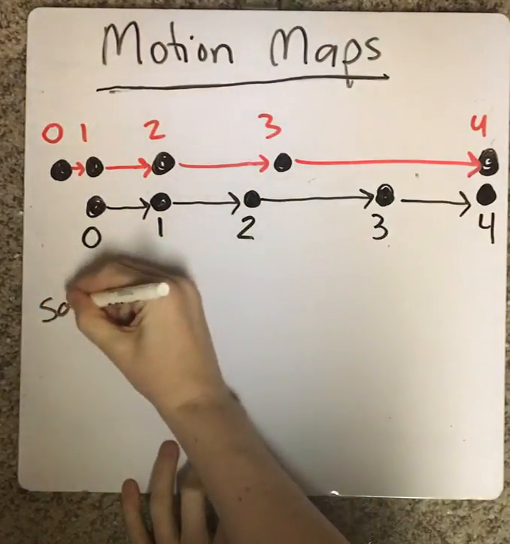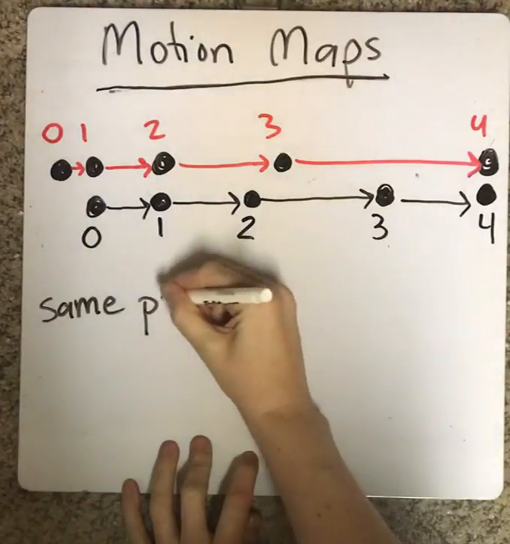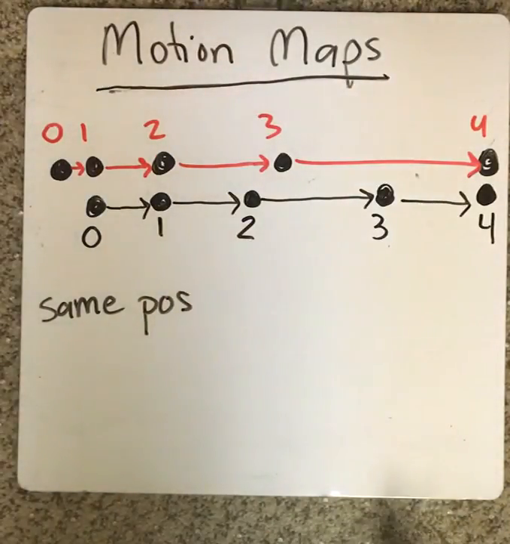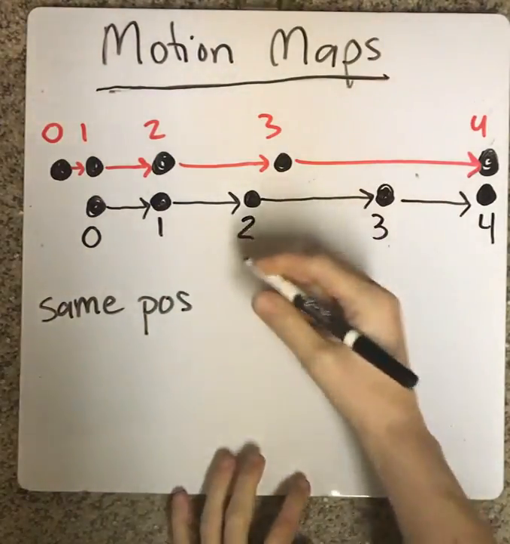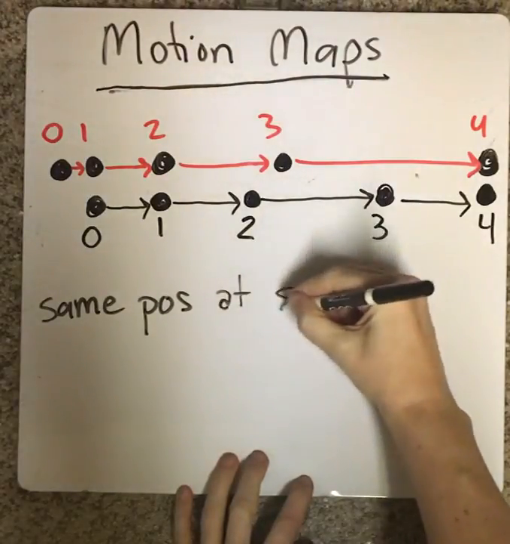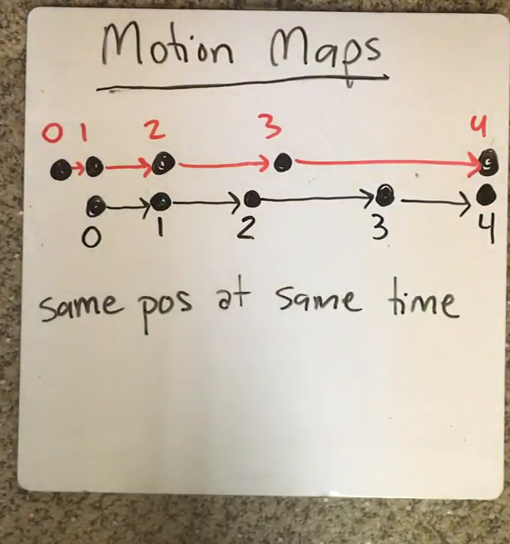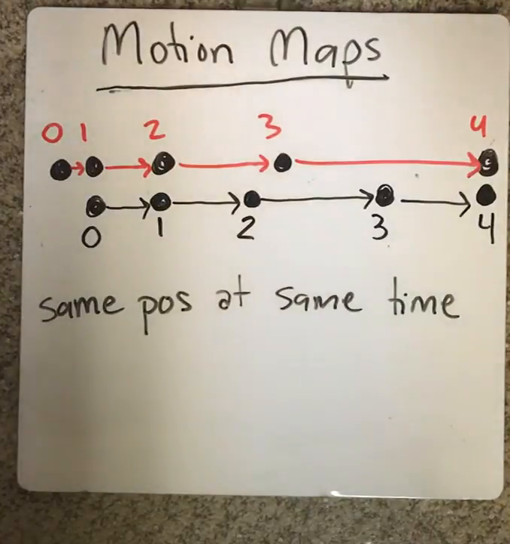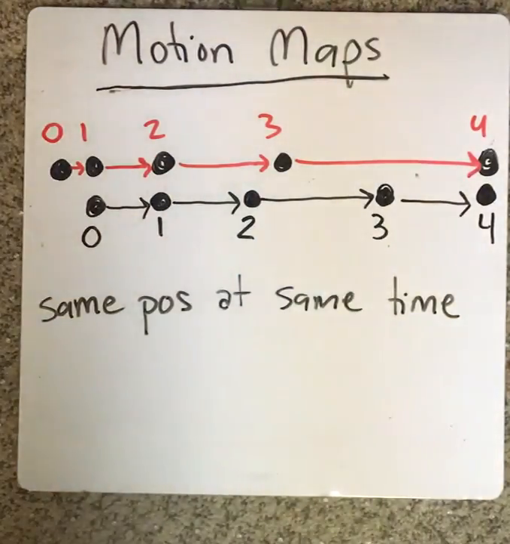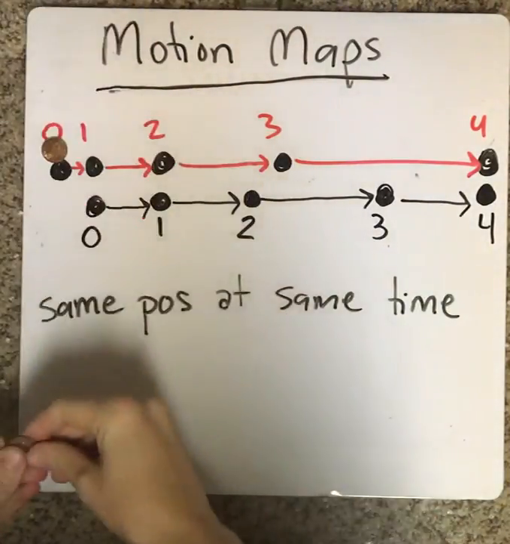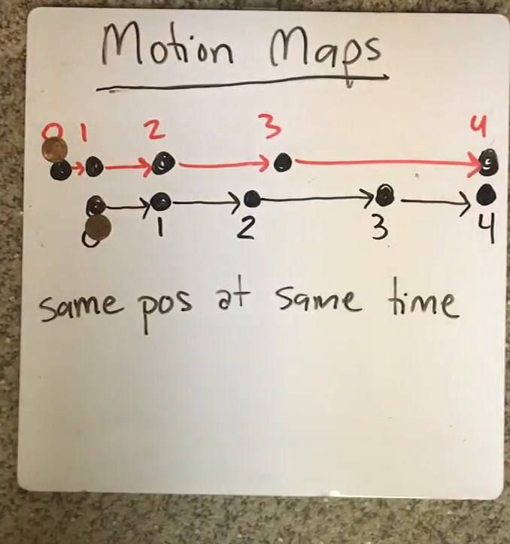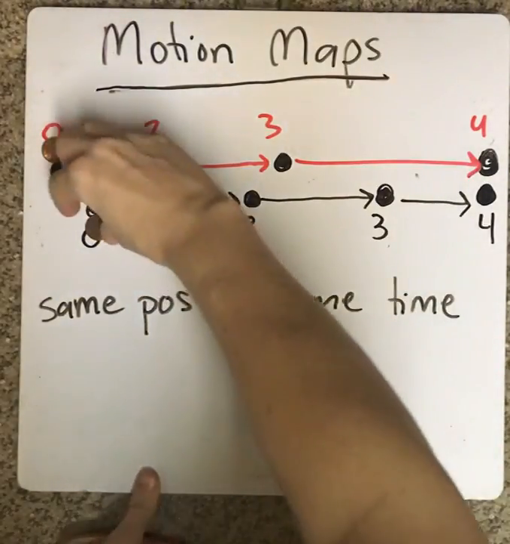In order to have the same position, their dots have to line up at the same time. So, same position at same time. I like to go through and look at each numbered dot, and I'm going to take 2 pennies because this will make it easier to see. So here's 0 and 0. Are those pennies in the same position at the same time? No, the bottom penny is ahead.